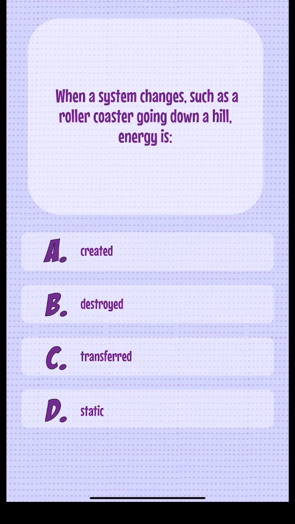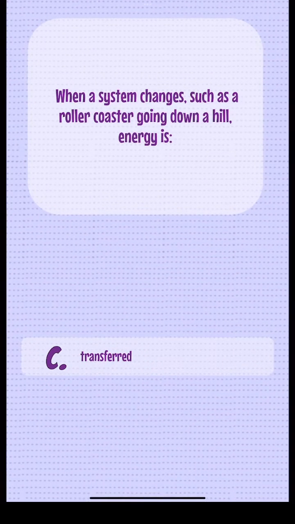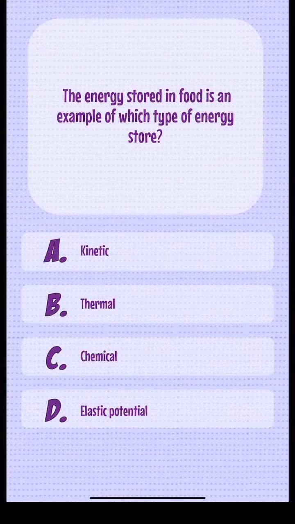When a system changes, such as a roller coaster going down a hill, is energy created, destroyed, transferred, or static? Hoping this is a quick one, guys. The law of conservation of energy. Not static. Energy is never static. The conservation of energy means energy is never created or destroyed. It is always transferred from one form to another. So the answer is C there. Well done, those of you who got it.